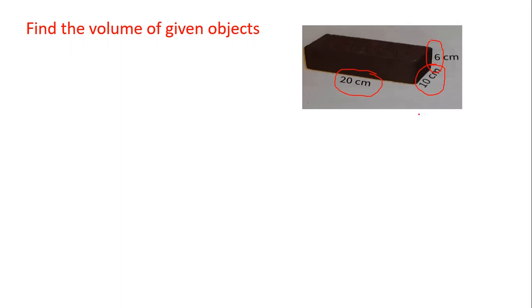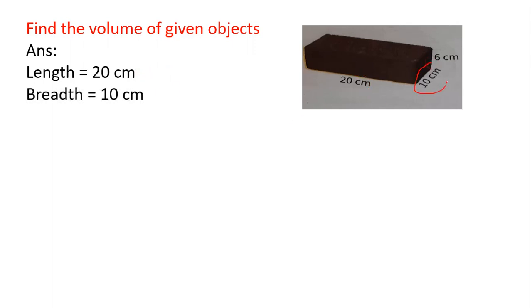Since the object is in the shape of a cuboid, we have to apply the formula of a cuboid to find the volume of this object. So first we will write the dimensions. The length of this given object is 20 centimeter, so I wrote that here. Next, breadth is 10 centimeter. This edge is 10 centimeter, so I wrote 10 centimeter as the breadth. And next, height means either this edge or this edge or even this edge will be called the height of the object. Here they have given height as 6 centimeter, so I will write height is equal to 6 centimeter.